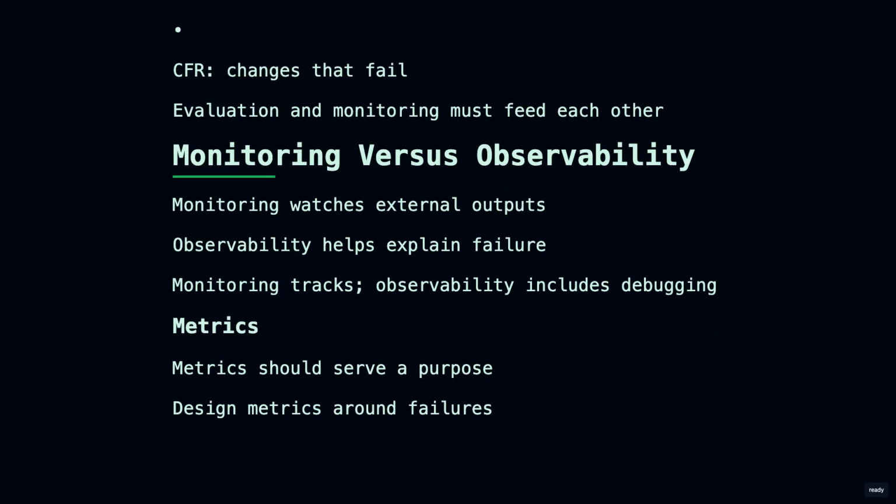The right way to choose metrics is to start with failure modes. If hallucinations are a concern, track signals that reveal them. If cost is the concern, track token usage, cache behavior, and anything that drives spend.